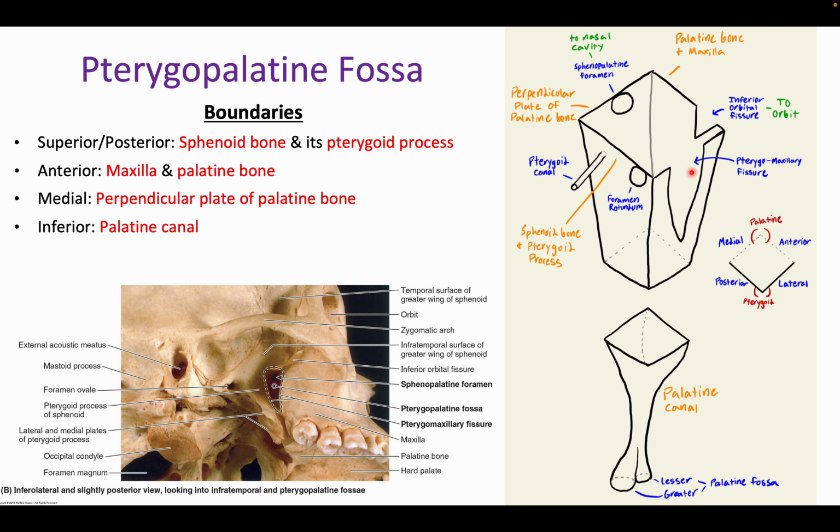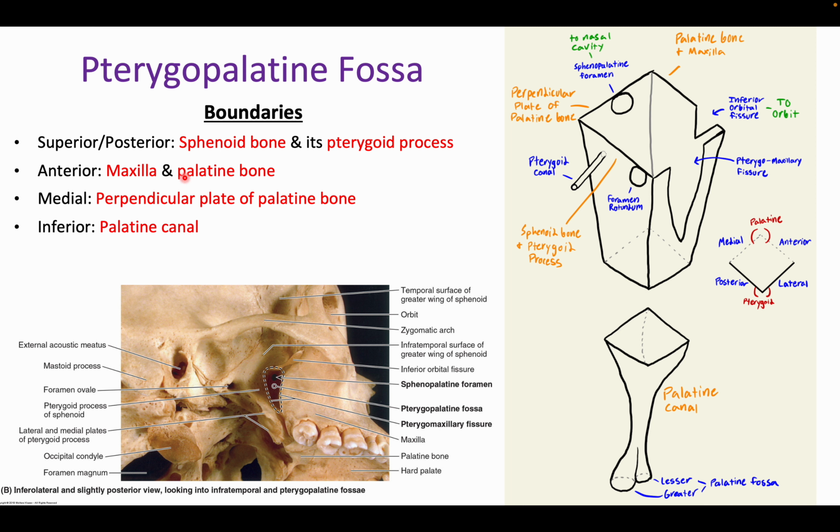And so here's a quick sketch to give you a better idea of it, but first we'll look at our boundaries and then we'll move on to what's actually located here. This is a tubular, pyramidal structure, and our superior and posterior border is going to be our sphenoid bone and its pterygoid process. And then our anterior border is going to be the maxilla and palatine bone.